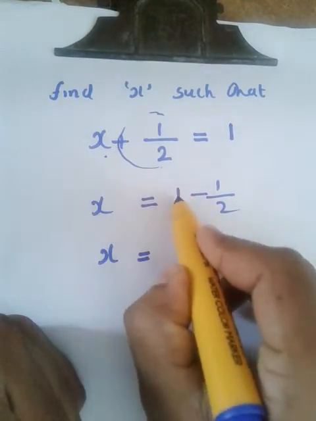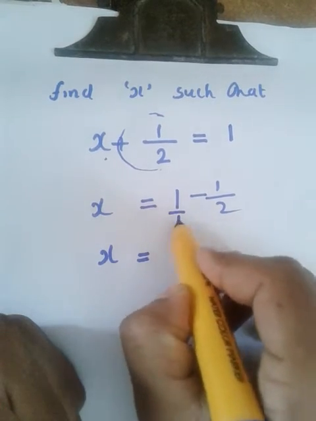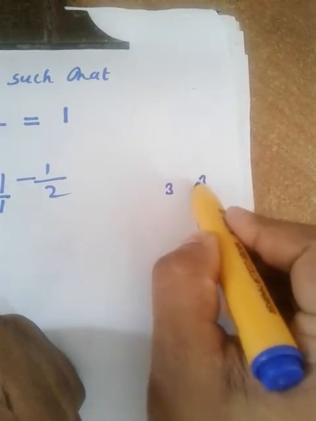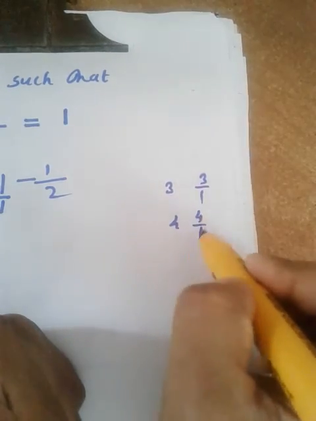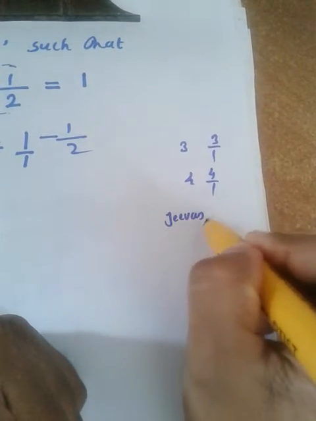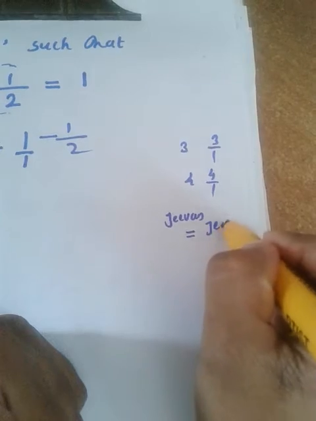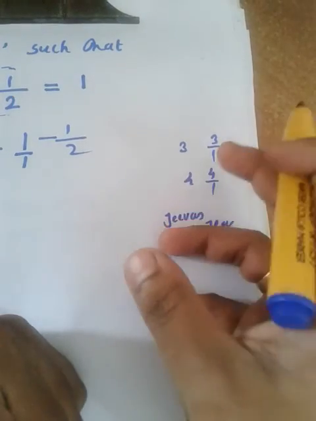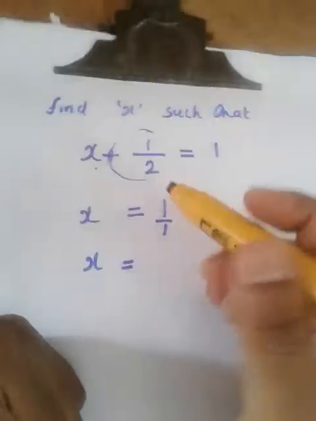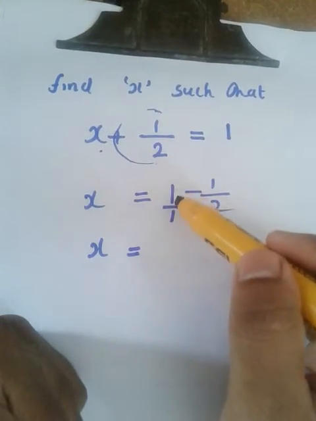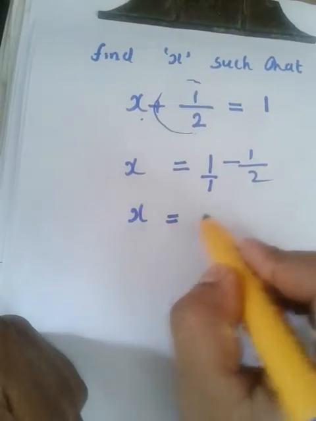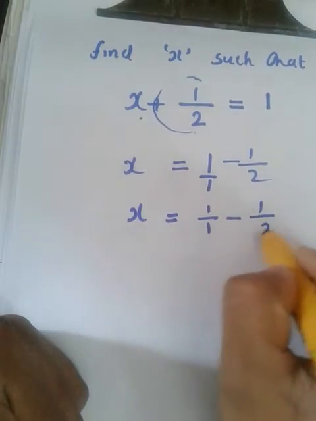Then here, just write this 1 as 1 by 1. Any number, we can express 3 as 3 by 1. We can express 4 as 4 by 1. That means anything, any number can be expressed as that number divided by 1. No problem in that. So just like that, here it was 1. I just wrote 1 as 1 by 1 for better understanding. So it becomes x is equal to 1 by 1 minus 1 by 2.